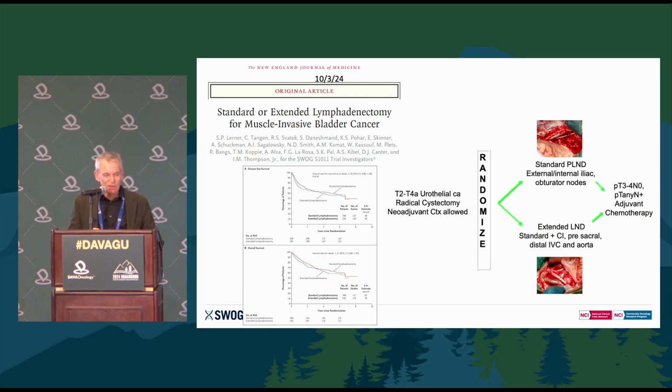So that's for the surgeons, external, internal, and obturator lymph nodes. So that's the patient population.